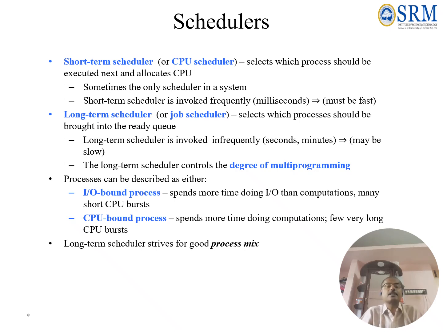Processes can be described as either IO-bound process or CPU-bound process. An IO-bound process spends more time doing IO than computations, whereas a CPU-bound process spends more time doing computations. So it has a very long CPU burst, whereas the IO-bound process will have short CPU bursts.